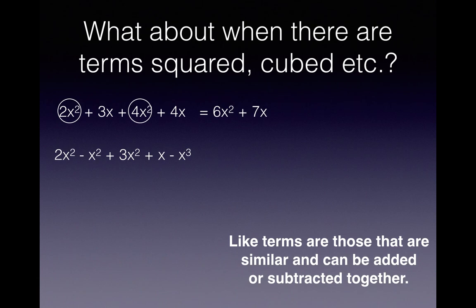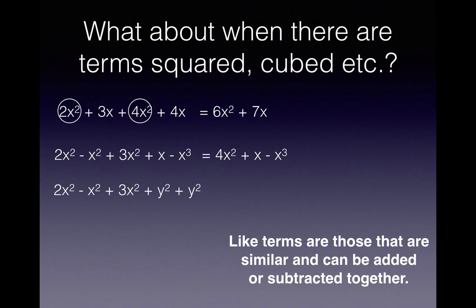So I've got 2x squared minus x squared is 1x squared plus another 3 is 4x squared. Then I've got an x and I've got minus 1x cubed. So I can't simplify the last 2 terms, but the first 3 can be simplified to give me 4x squared plus x minus x cubed. Okay, if you need to go back and look over those again and listen to what I say, great. If not, let's have a look at this one.